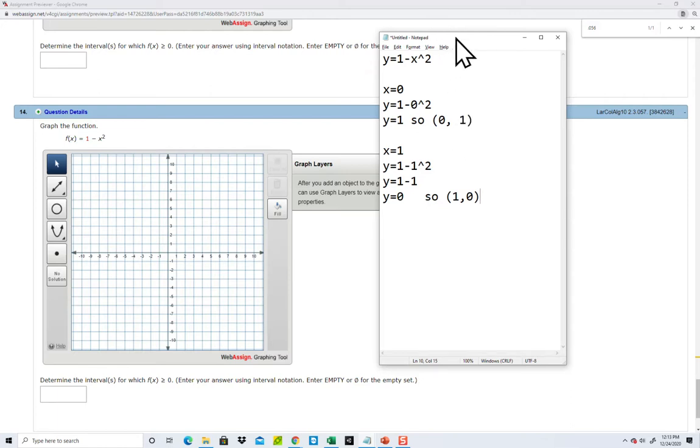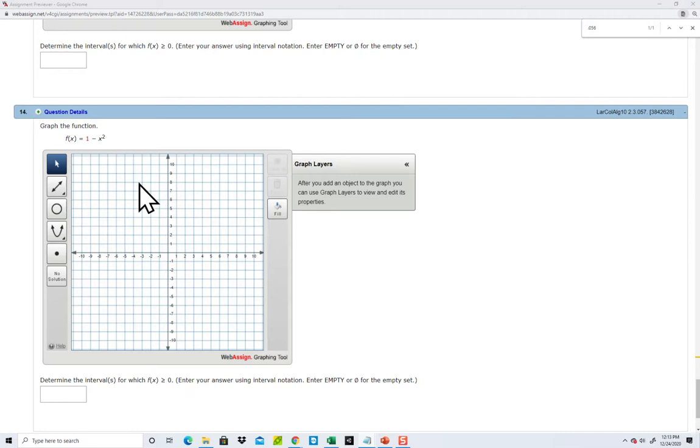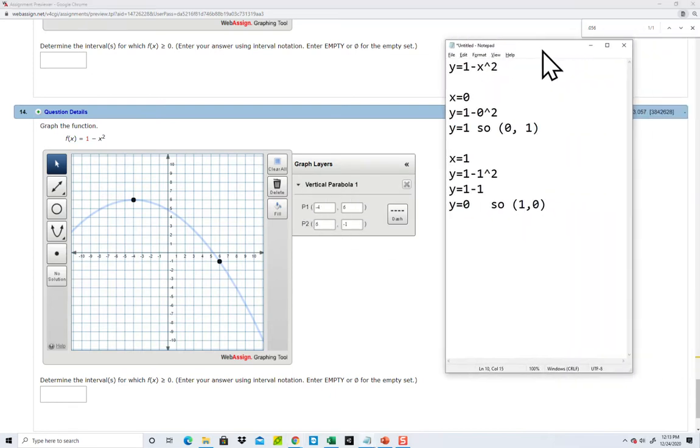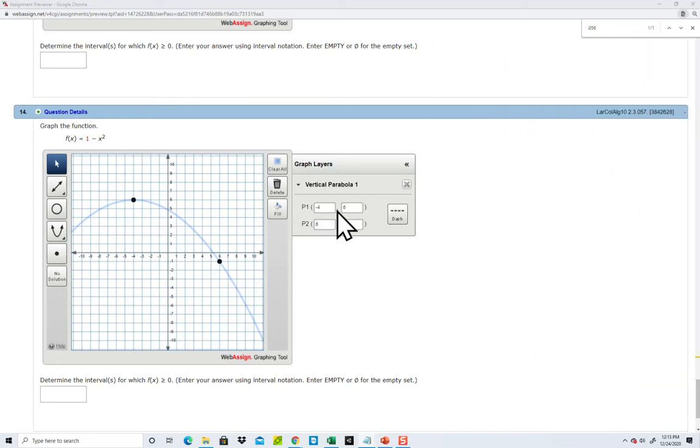Okay, keep these in mind. I'll pick my parabola tool, and again, until you see it turn blue, it's not picked. And just click somewhere, and then click somewhere else. Okay. Come over here to Graph Layers, expand this, and now you see we've got our 2 points. And we're going to be putting in 0, 1, and 1, 0. And that's how you would graph that.